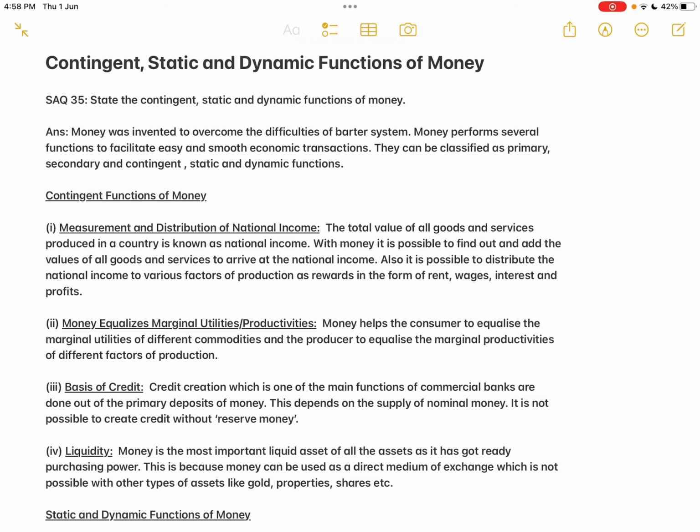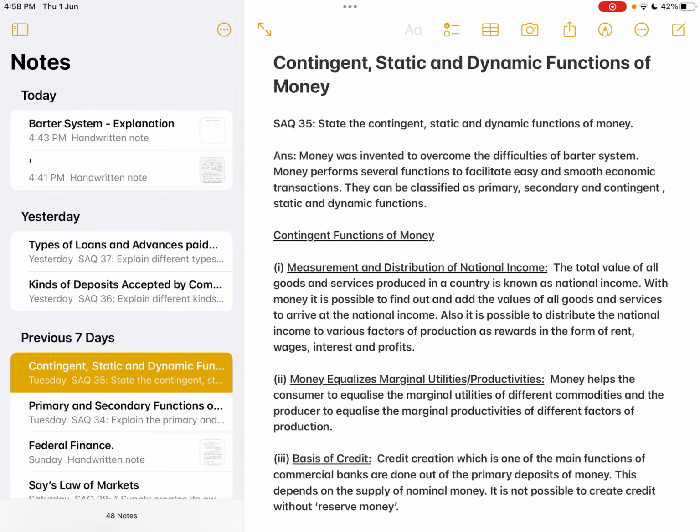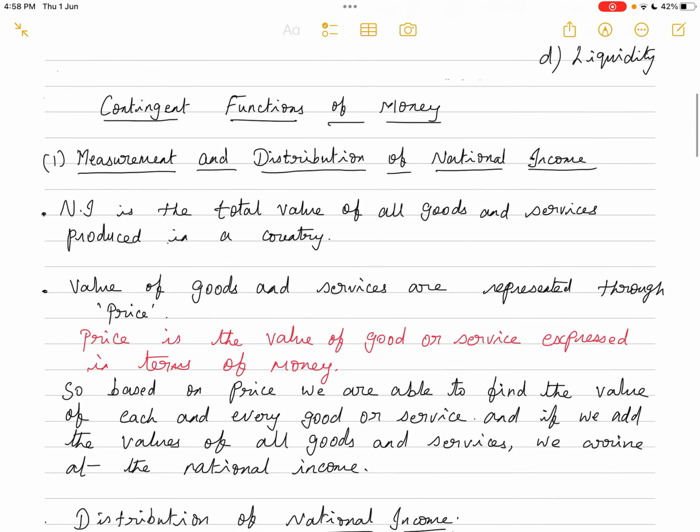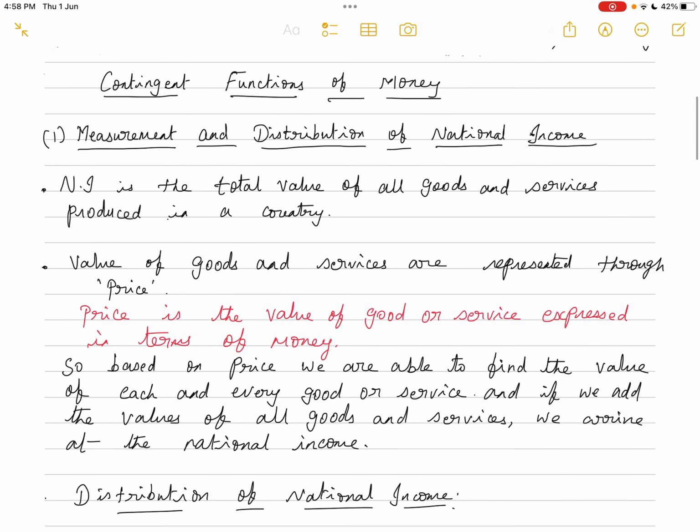Now coming to the contingent functions of money, as usual, let me explain to you briefly what the various contingent functions of money are, and we will come back to the answer. So these are the functions of money which we have already seen. The first one is the primary functions and the second one is the secondary functions. Primary and secondary functions are the traditional functions of money, which are also called the static functions. And the third one is the contingent functions of money, which are called the dynamic functions of money. So let us see what the various contingent functions of money are.